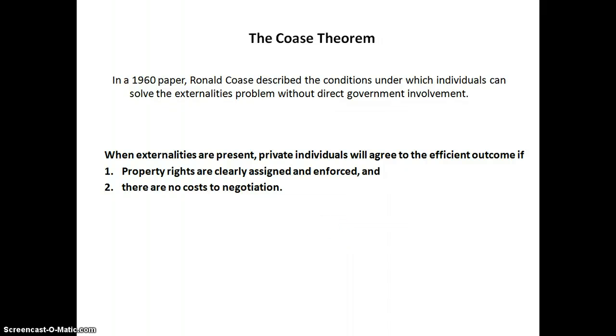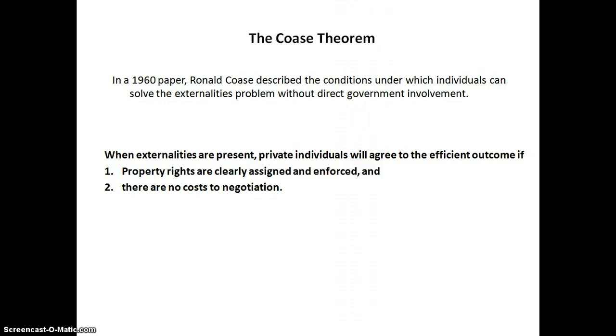So it turns out that in some situations, the government doesn't need to be involved for society to implement the efficient outcome when externalities are present. There was this economist, Ronald Coase, who in 1960 identified the conditions under which private individuals can come together and implement the efficient outcome through negotiation and bargaining.